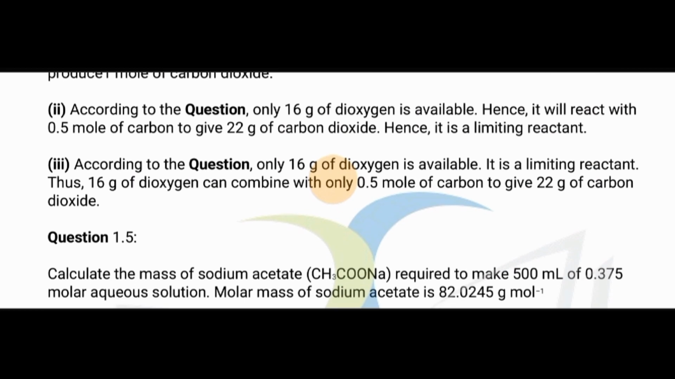अब थर्ड इक्वेशन, only 16 ग्राम ऑफ ऑक्सीजन इज अवेलेबल. क्लियर? अगर आपके पास सिर्फ 16 ग्राम ऑक्सीजन अवेलेबल है तो यानी अब आपका ये लिमिटिंग रिएजेंट हो जाता है और 16 ग्राम ऑक्सीजन सिर्फ और सिर्फ क्या प्रोड्यूस करेगी? Only 22 ग्राम ऑफ CO2.